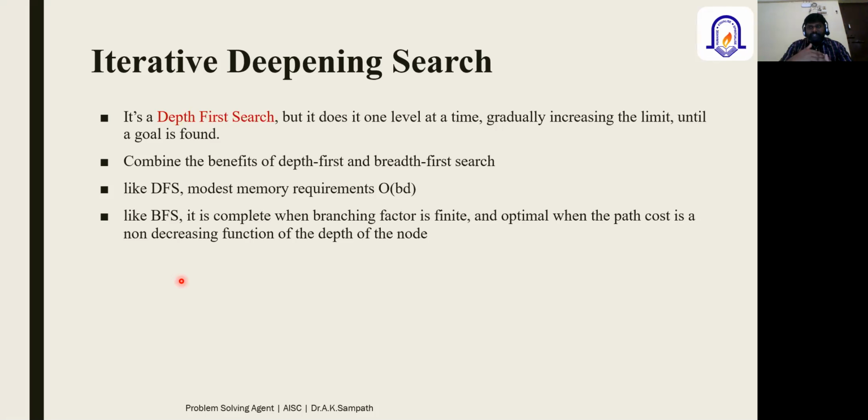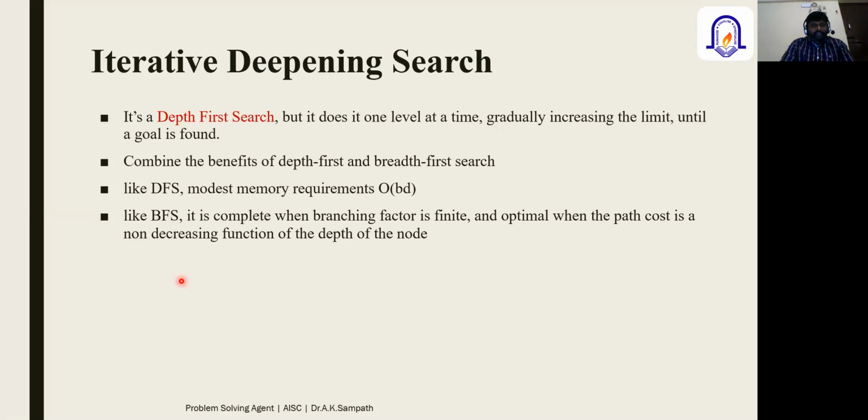Again, the nodes which are present in level 2 are going to be visited, and if it finds a goal state, the algorithm will terminate. Otherwise, the level value will increase from 2 to 3 and then 3 to 4. This process will go on and on until it finds a goal node. Is it clear for all of you?